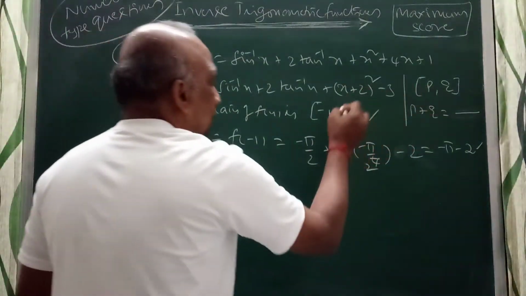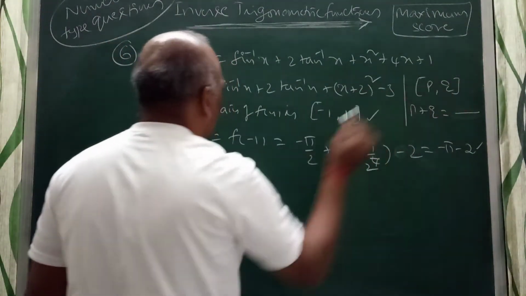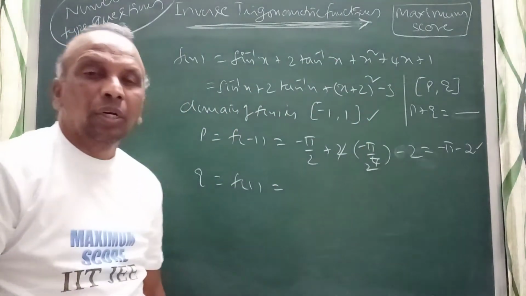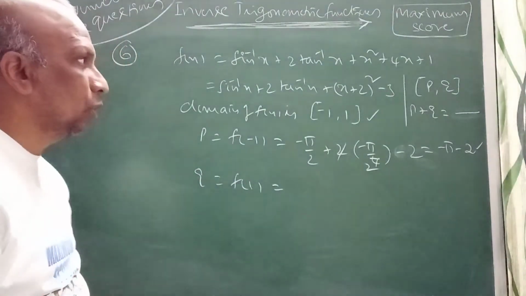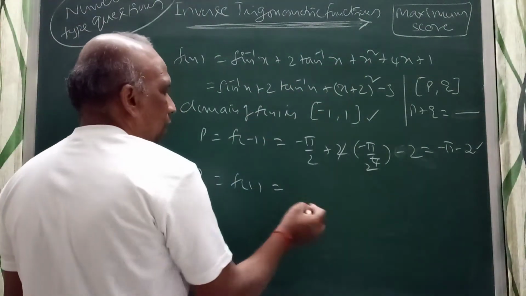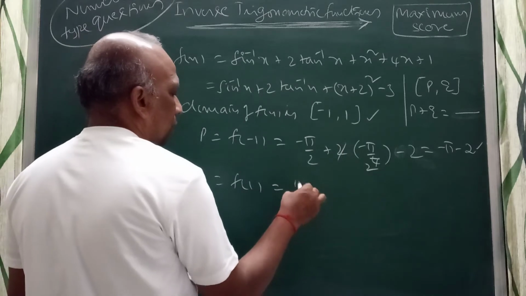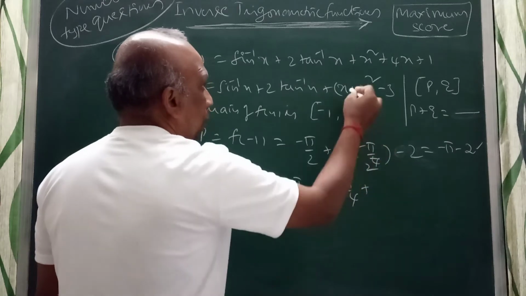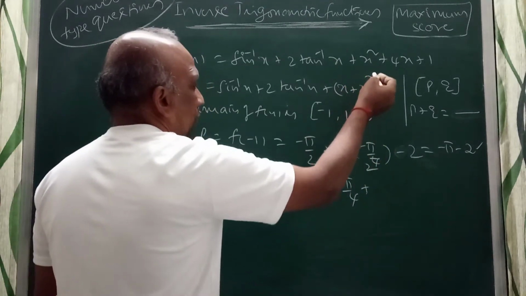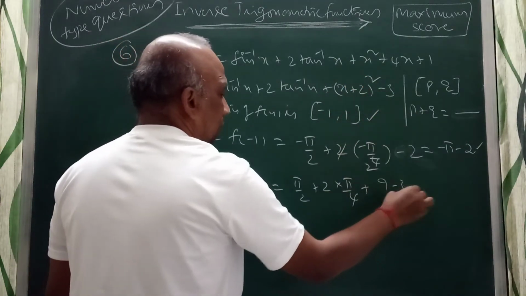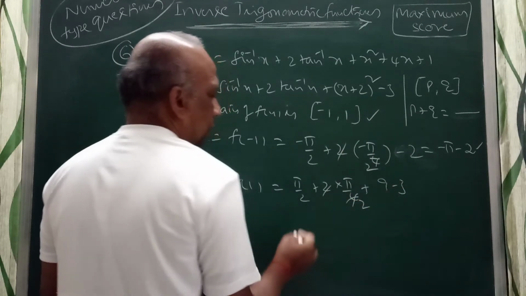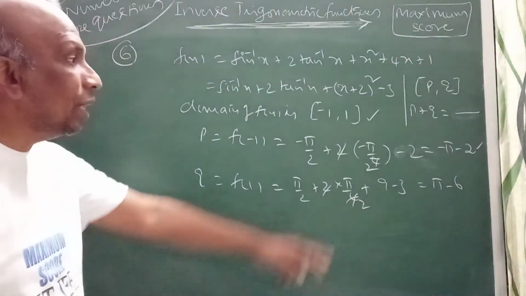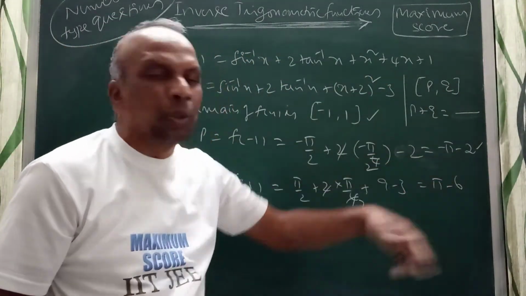Similarly q: since the domain is a closed interval, q is f of 1. And also it's an increasing function, observe here. In this interval, the function is always an increasing function. F of 1: sin inverse 1 is pi by 2, 2 tan inverse 1 is 2 into pi by 4, 1 plus 2 is 3, 3 square is 9 minus 3. You can take pi by 2, it will come pi minus 6. So p is equal to minus pi minus 2, q is equal to pi minus 6.